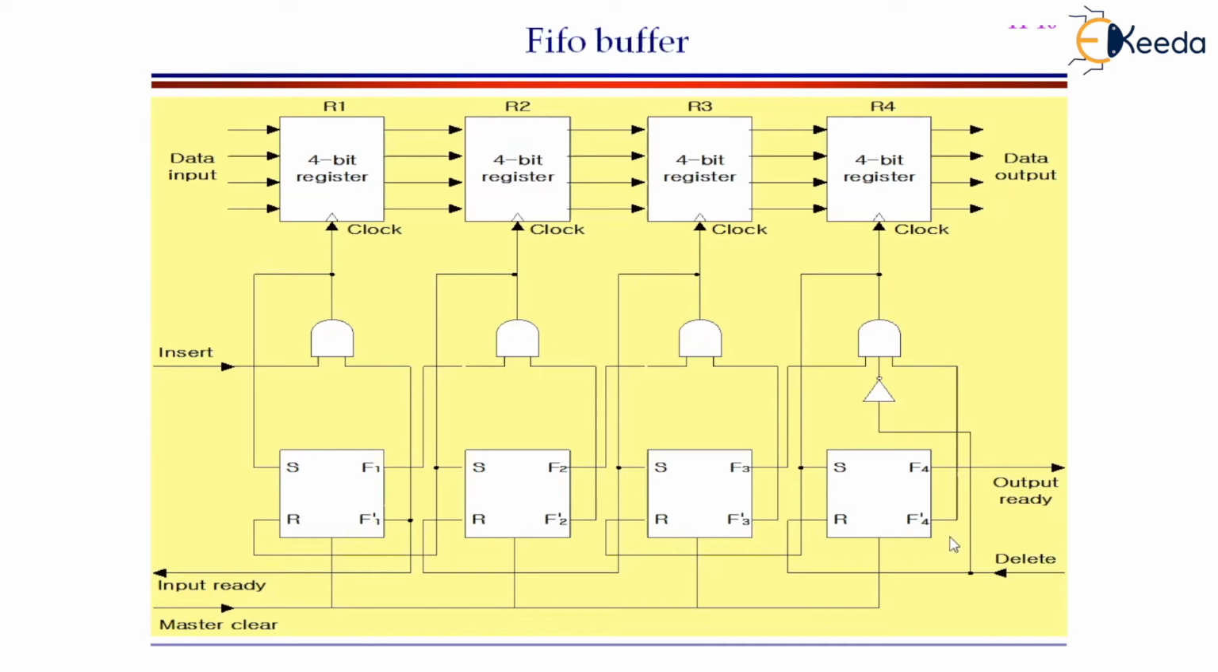This flip-flop is used to control the flow of the data items in and out of these registers. By using these 4 flip-flops, we'll be able to control the flow of the data items to and from these registers. Let us see the working principle of this FIFO buffer.